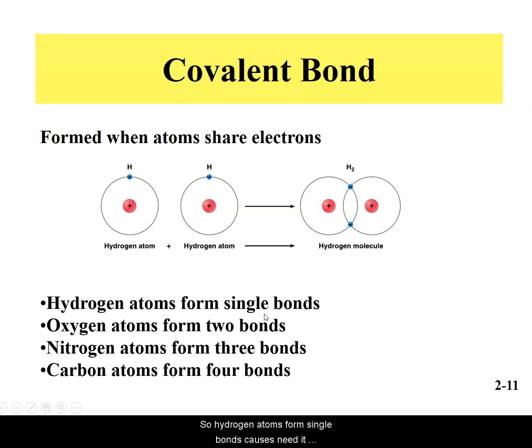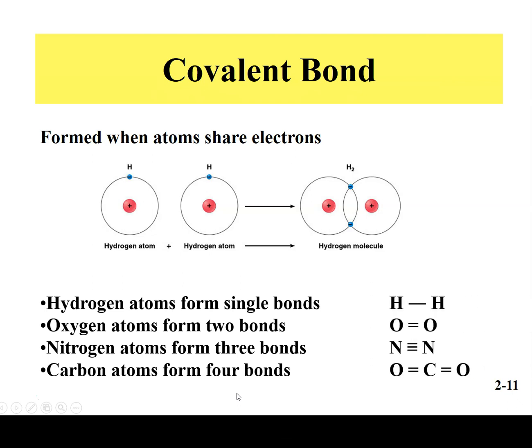Hydrogen atoms form single bonds because they need one more electron for a full valence shell. Oxygen needs 2 electrons, so it forms 2 bonds. Nitrogen needs 3, so it forms 3 bonds. And carbon needs 4, so it forms 4 bonds. So electrons are shared equally, and because they're shared equally, it's also called a non-polar covalent bond.